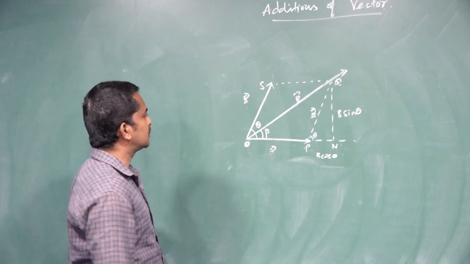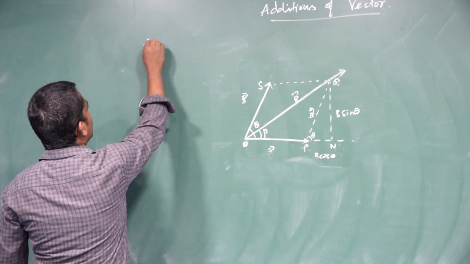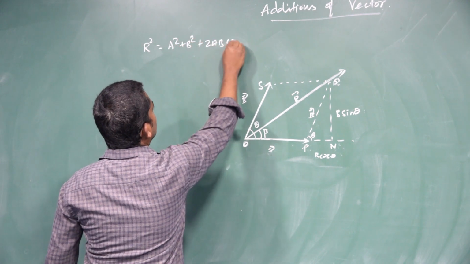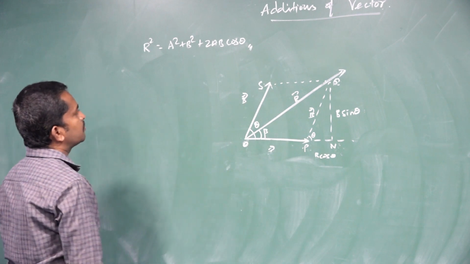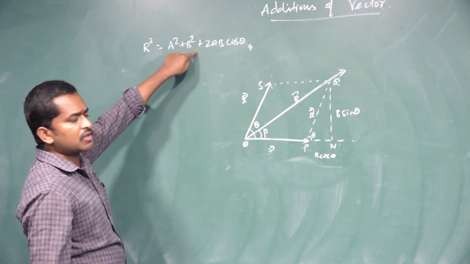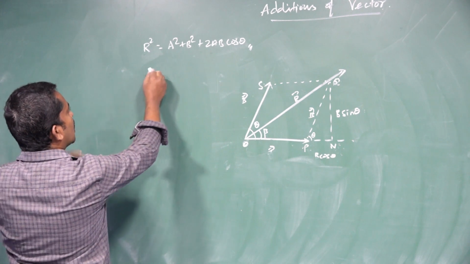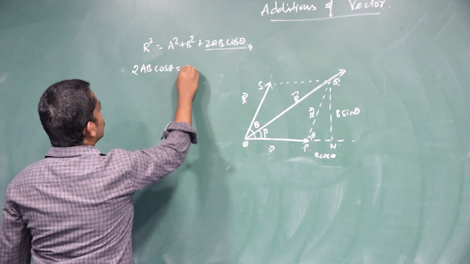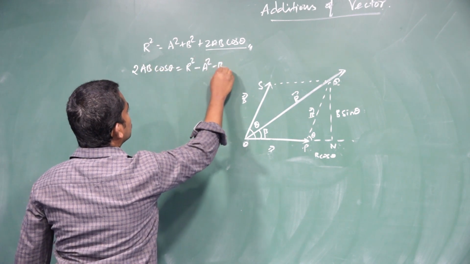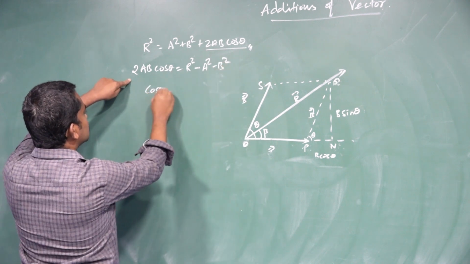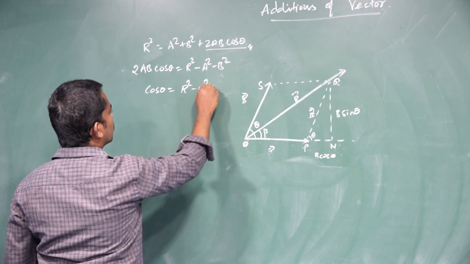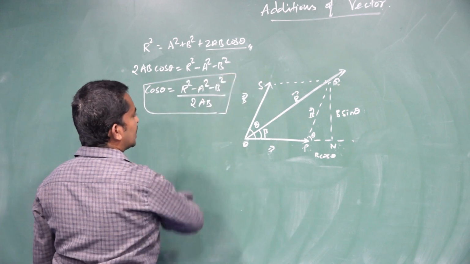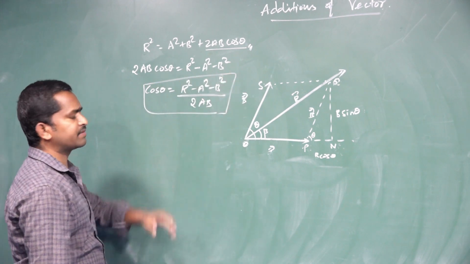This is the third case. Resultant vector R square is equal to A square plus B square plus 2AB cos theta. This is another important one. I want the 2AB cos theta term: 2AB cos theta is equal to R square minus A square minus B square. So cos theta is equal to R square minus A square minus B square divided by 2AB. This is the law of cosines. First one is the law of cosines.